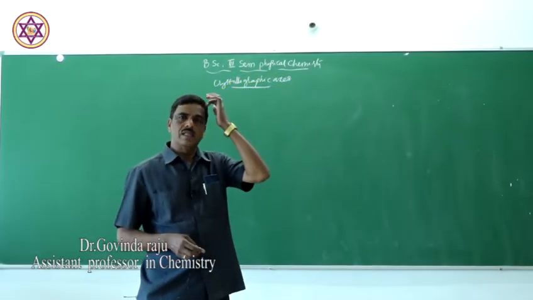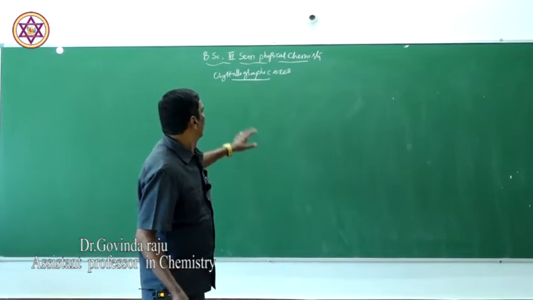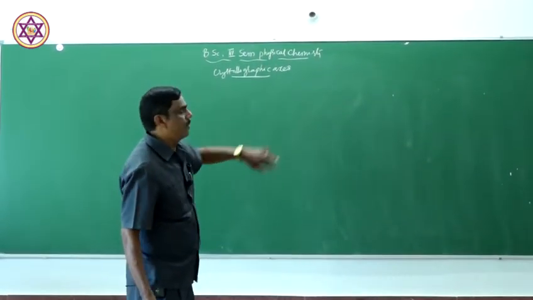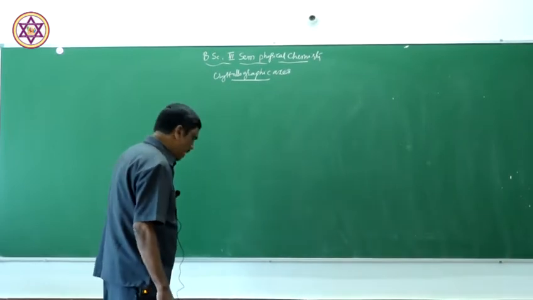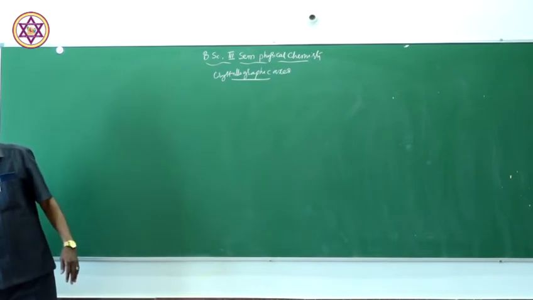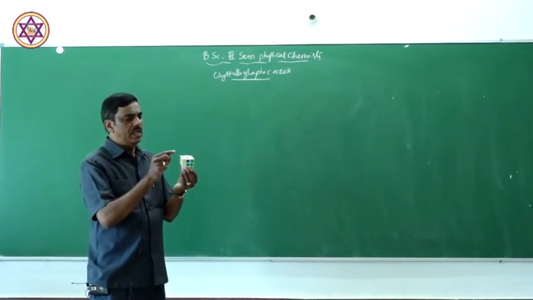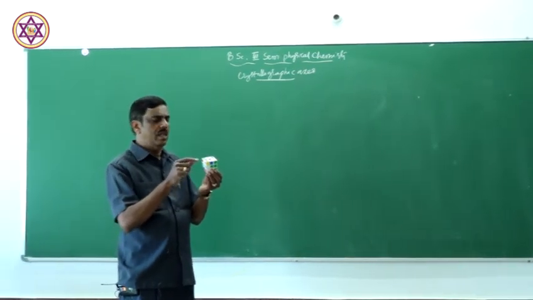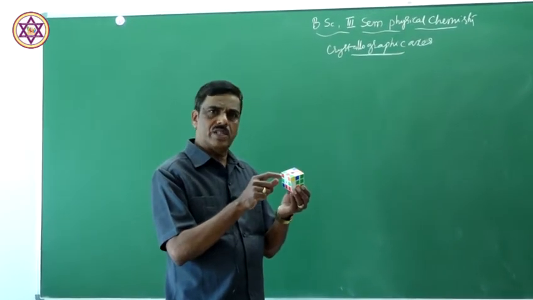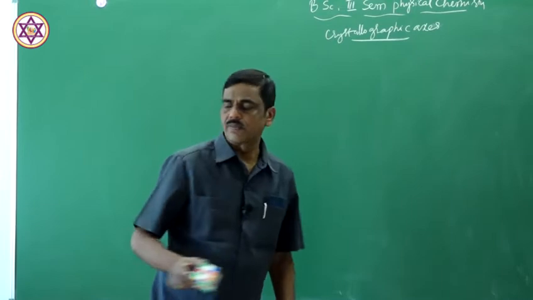In today's class, I am going to explain crystallographic axis and also Bravais lattice. Now, you know that crystals are made up of a number of edges, a number of faces and axes. So, to explain the geometry of a crystal, we should know about the crystallographic axis.